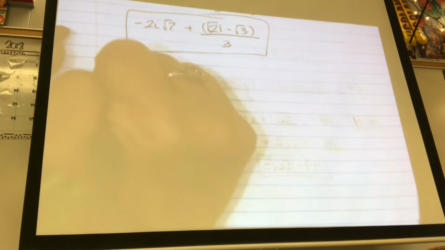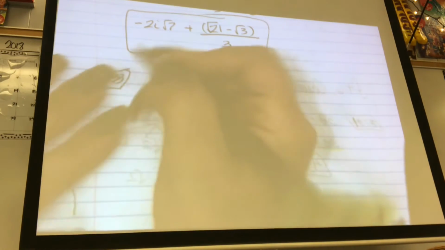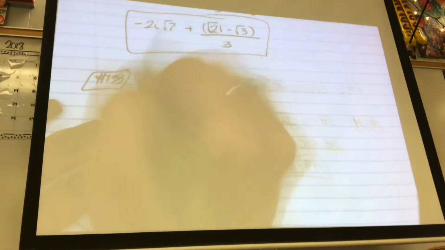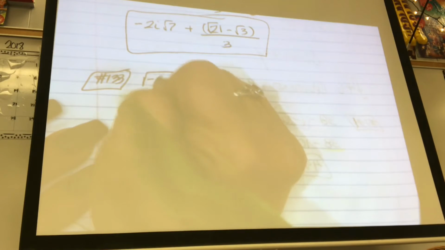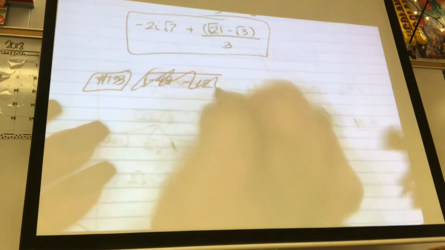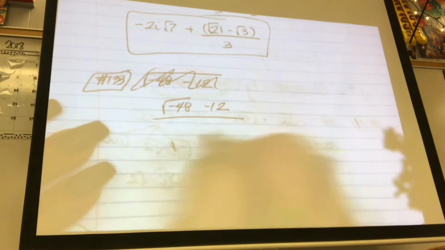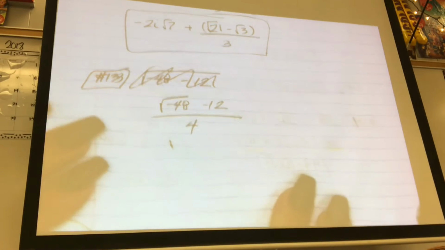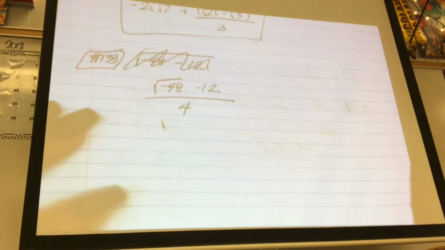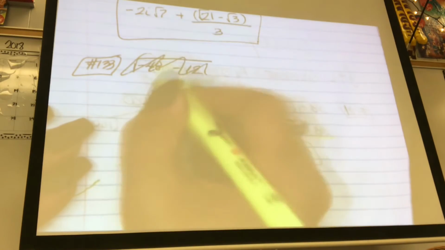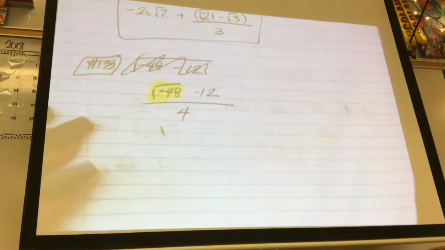Brooklyn, can you read it to me, please? The right one? Square root of negative 48 minus 12, all over 4. Or that's the square root of it, or just this, right? The whole thing over? Yeah. This one's butter, baby. Let's do this one first. Break it down.